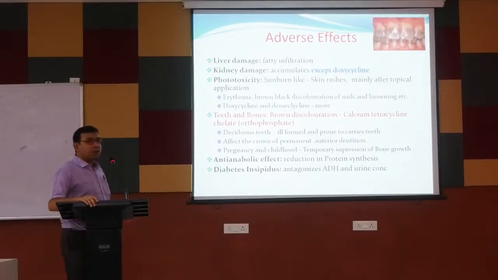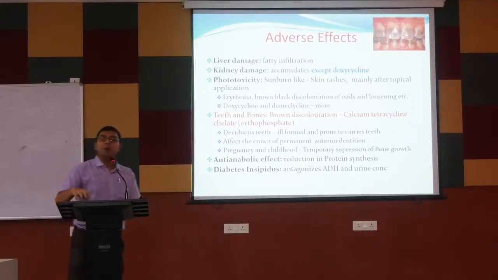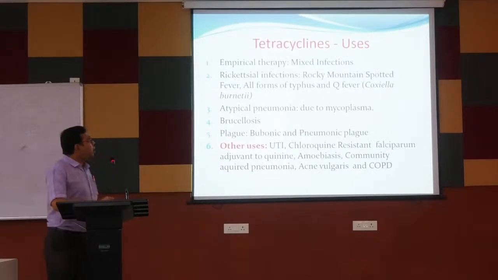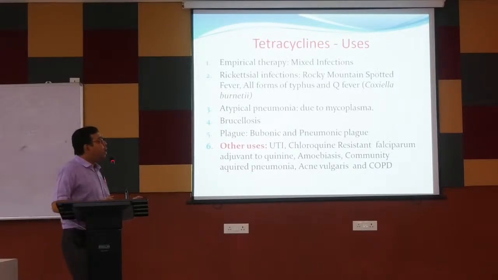So brown discoloration can happen because tetracycline binds with other agents, so calcium-tetracycline chelate can be formed. So deciduous teeth can be affected, the crown of the permanent anterior dentition, and in pregnancy and childhood it can lead to temporary suppression of bone growth. That's why it should not be given in pregnancy, and it should not be given in children also, because it can hamper the bone growth and the teeth. Okay. So it can be used in empirical therapy in mixed infections.